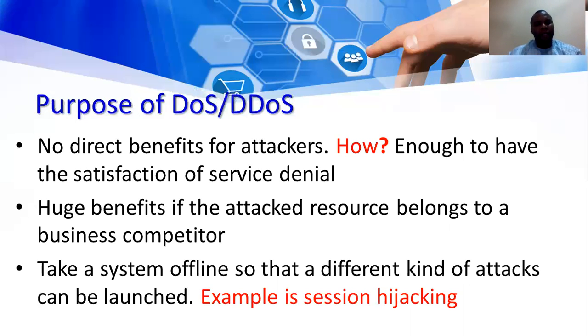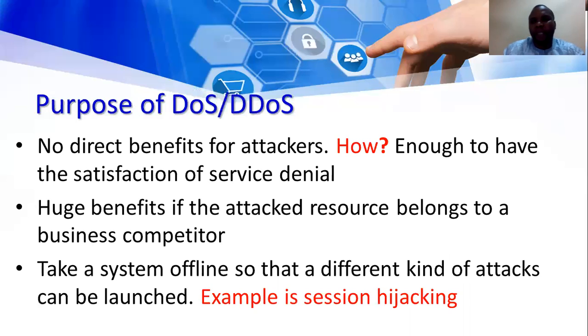Also, sometimes there may be huge benefits involved. For example, if the attack resource, that is the targeted machine, belongs to business competitors, sometimes one organization might be competing with another organization, and organization A is now trying to what? To cause denial of service for some of the systems or a particular system or server of organization B. In this case, there will be huge benefit, because the competitor system is down.